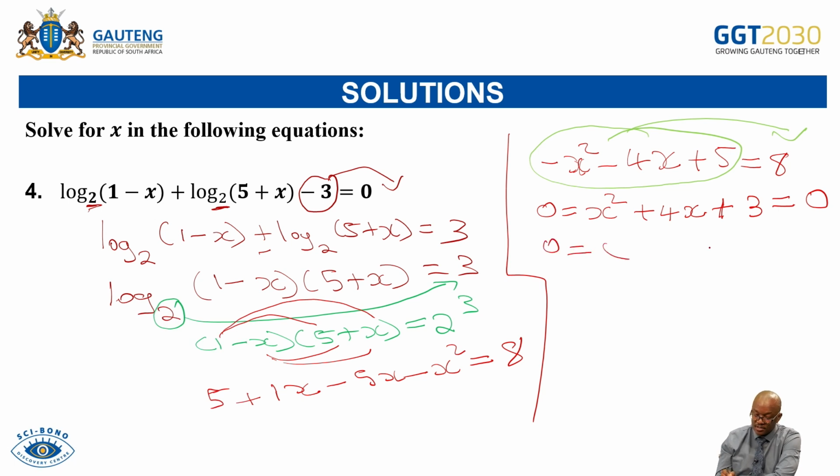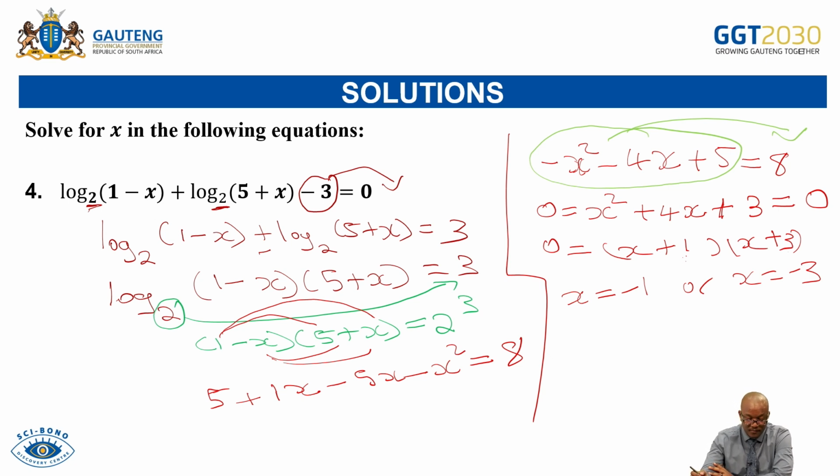Then 0 is equal to, this one we can factorize, saying x plus 1 and x plus 3, because the factors of 3 that can give you 4 are 3 multiplied by 1. 1 multiplied by 3 is 3. 1 plus 3 is 4. So basically x is going to be -1 or x is going to be -3. So that's basically how we are going to solve that particular question there.